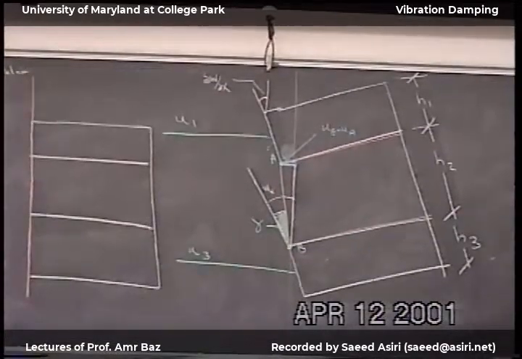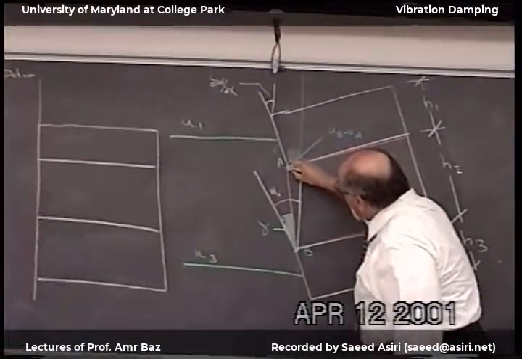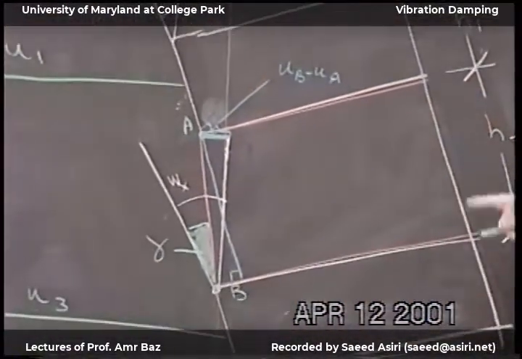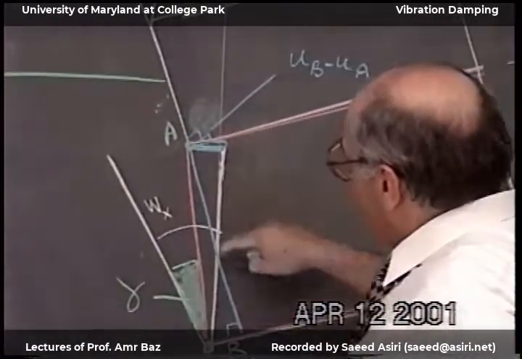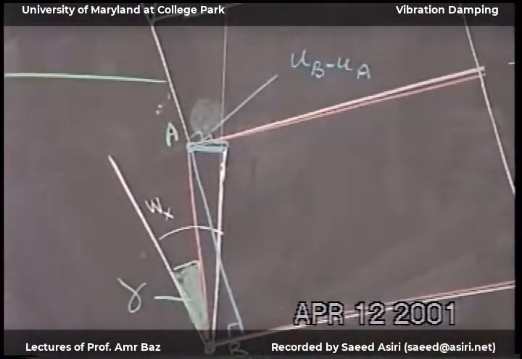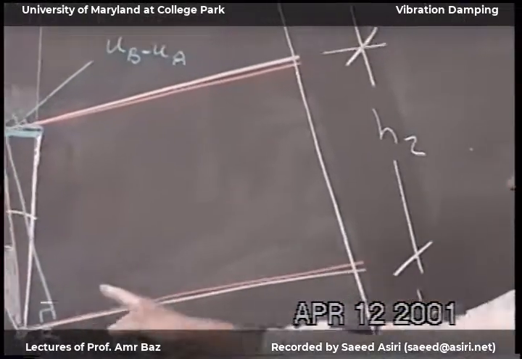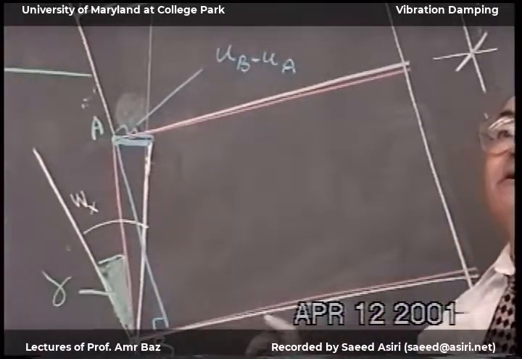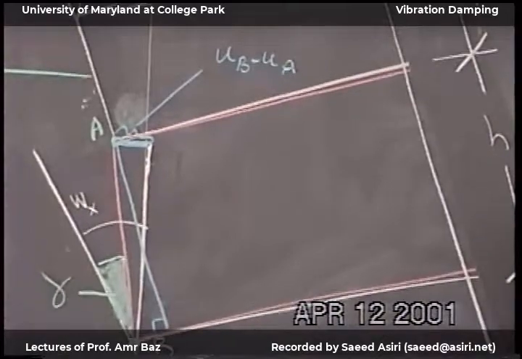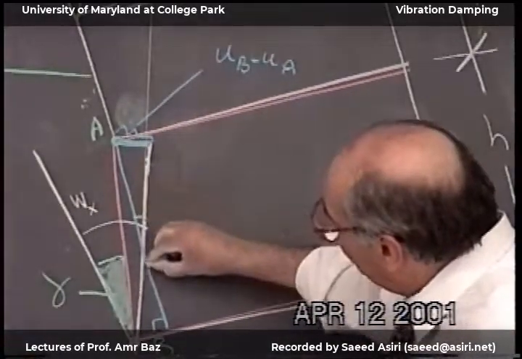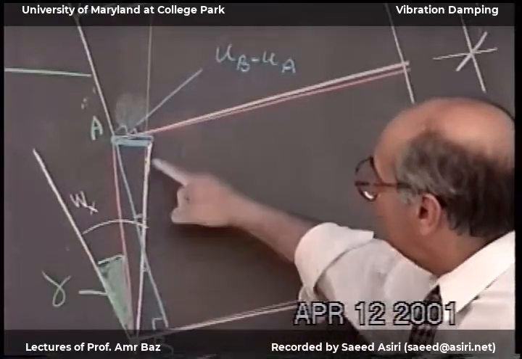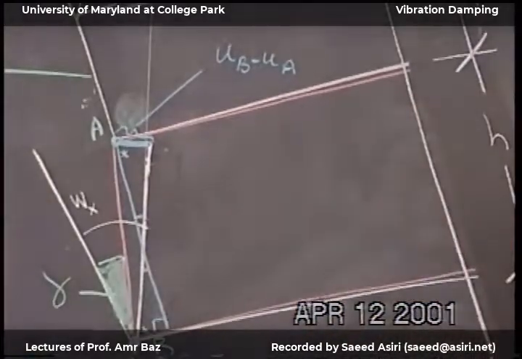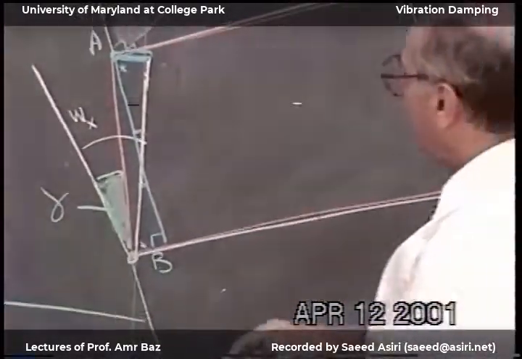Now I'm going to make a little triangle like this. From here, I'm going to drop this vertical line to here. The blue line distance is equal to H2. Okay? These two triangles are similar. Why? Because this angle is equal to this angle. This angle is 90, this angle is 90, so this little angle is the same as this little angle.